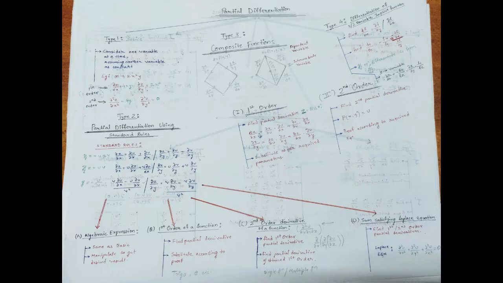Partial differentiation, the most important chapter in the Mumbai University syllabus. Partial differentiation consists of four types. The first type is basics, the second type is using standard rules, the third type is using composite functions, and the fourth type is using implicit functions of 2 and 3 variables.